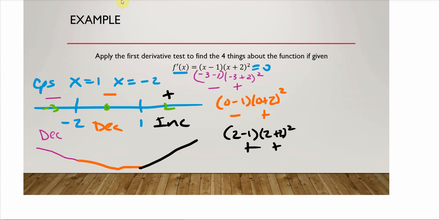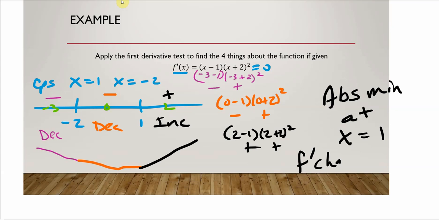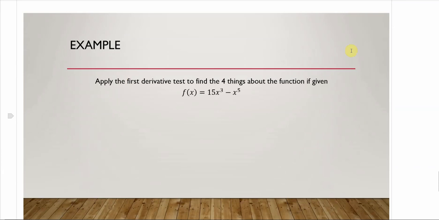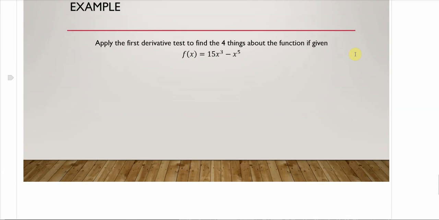Now, what does this tell me? This tells me that I'm going to have an absolute min at x equals 1. And why? Because f prime changes from what? From negative to positive. And I will test you on that on my exam. Okay? All right, so let's try one more before we end this video.